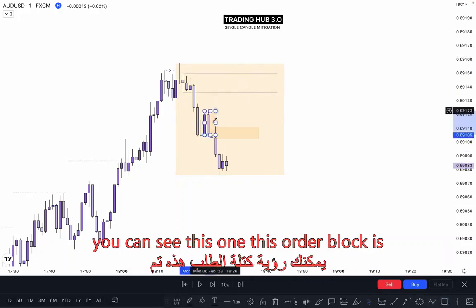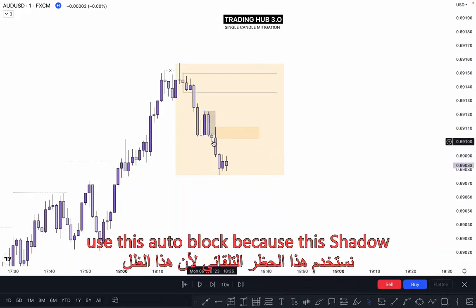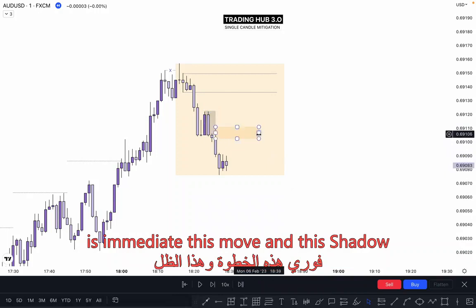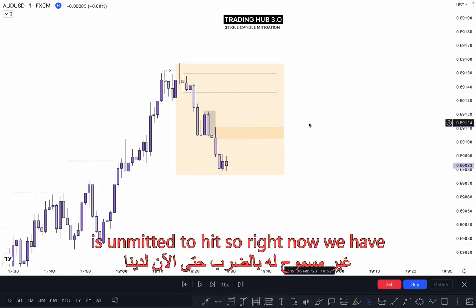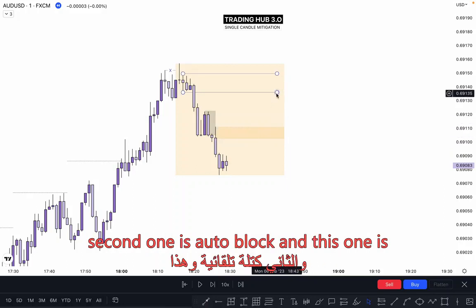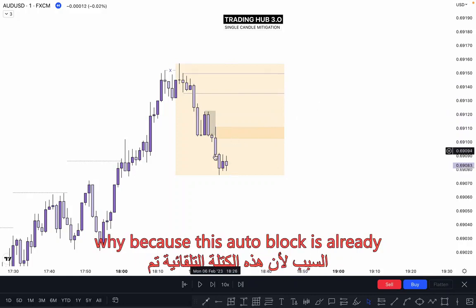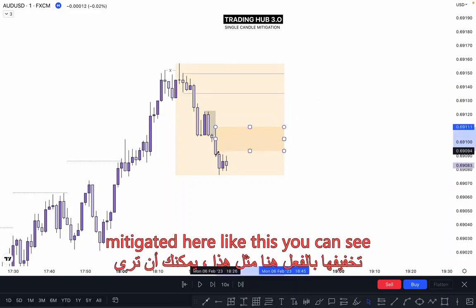This order block is already mitigated here, so we will not use this order block because this shadow is mitigated by this move, and this shadow is unmitigated here. So right now we have a 1 and 2 POI. First one is a big and second one is order block, and this one is not much valid compared to this one. Why? Because this order block is already mitigated here like this.